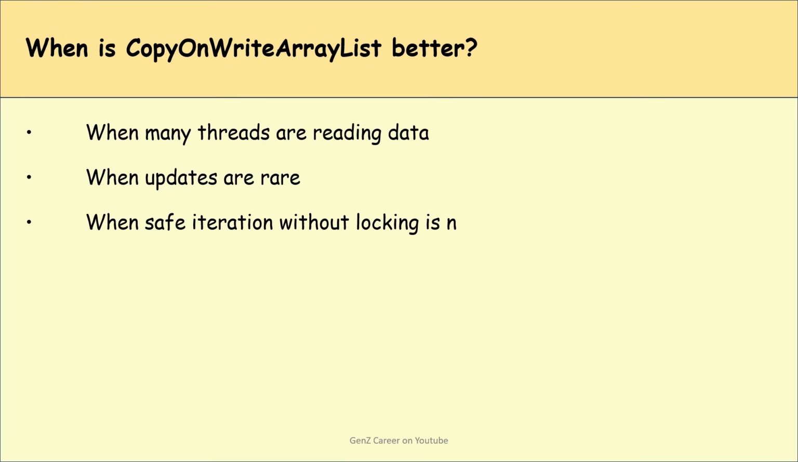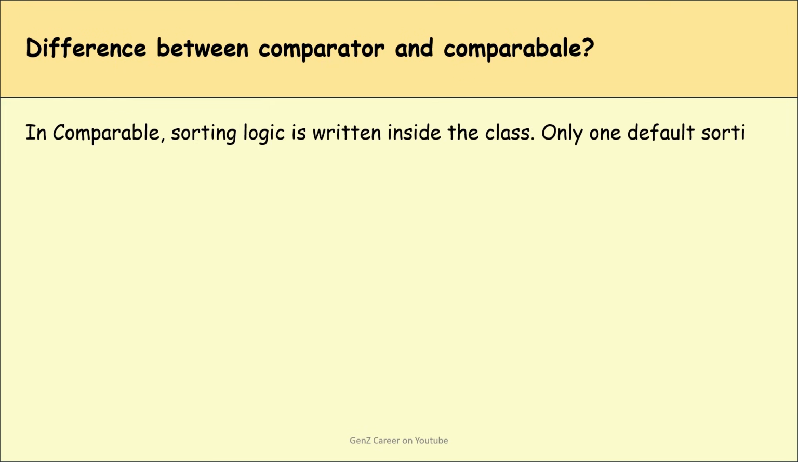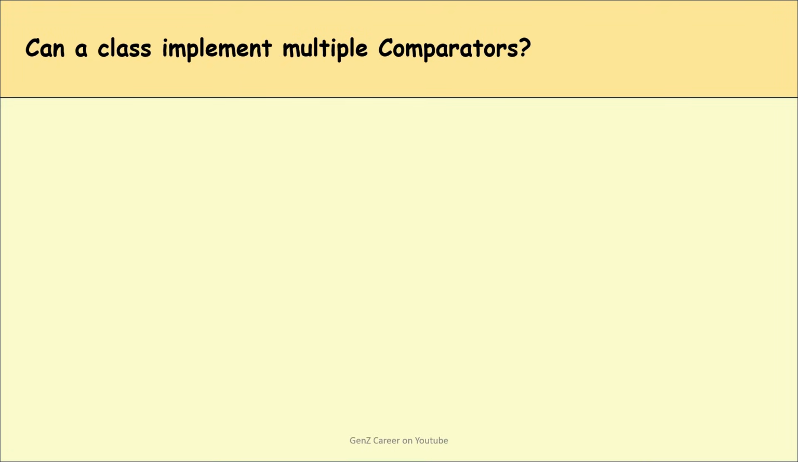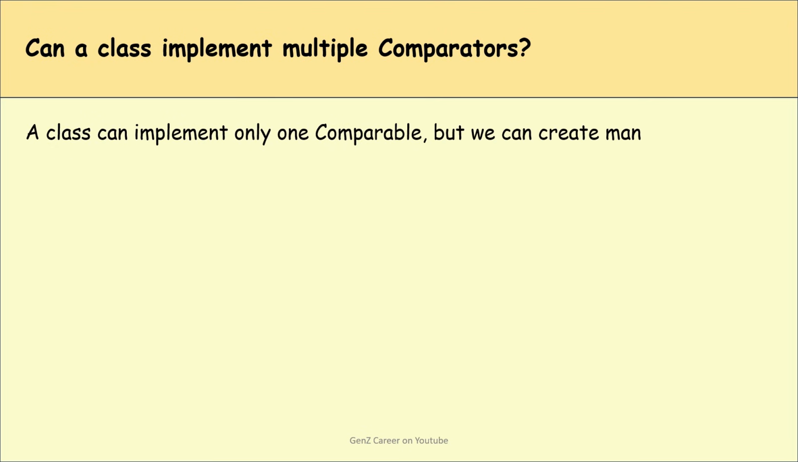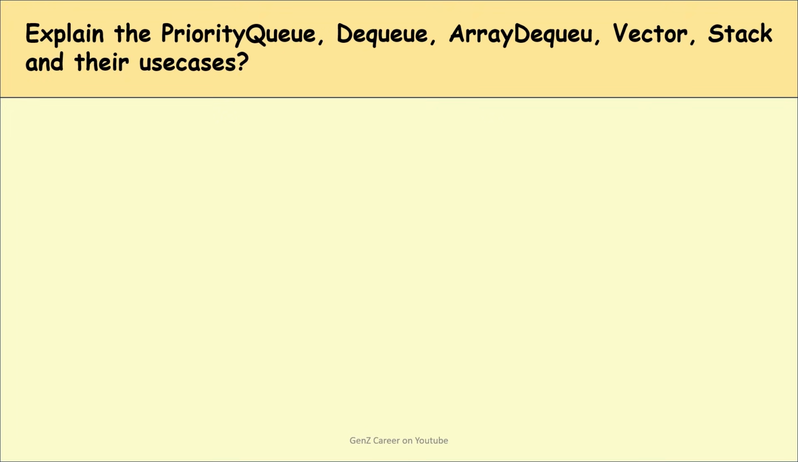Next question is, can you tell me the difference between Comparator and Comparable? In Comparable, sorting logic is written inside the class, only one default sorting allowed, whereas in Comparator, sorting logic is written outside the class, multiple sortings are possible. Next question is, can a class implement multiple comparators? A class can implement only one Comparable, but we can create many Comparator classes for different sorting styles by name, age, salary, etc.